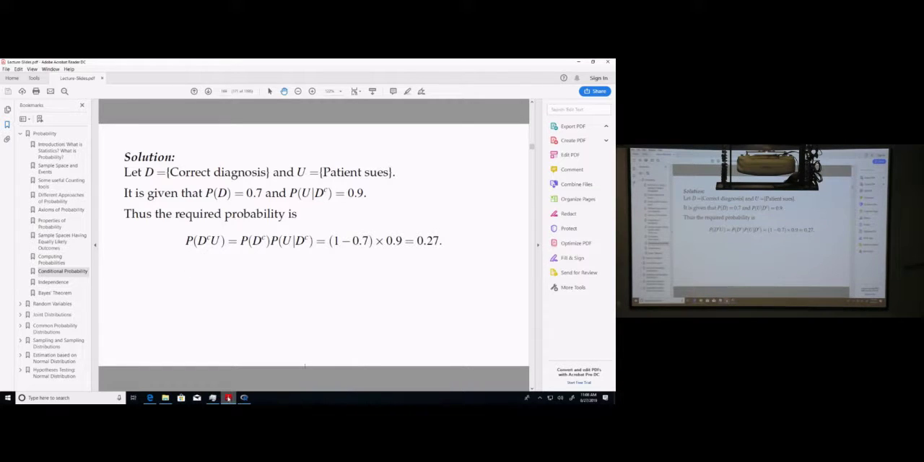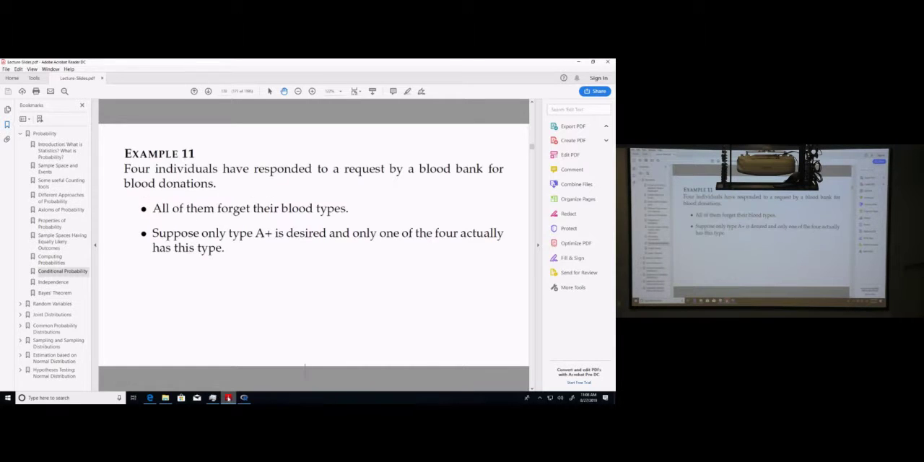Now this is just an example. I think probably the doctors here will have a much better success of diagnosis. 0.7 is really low, unless it is a very rare disease.